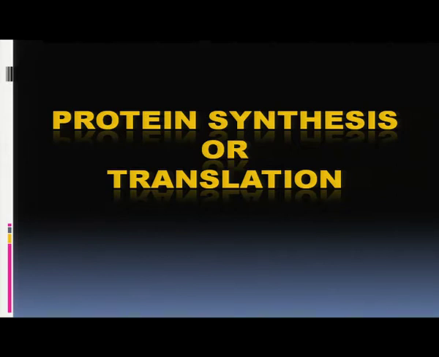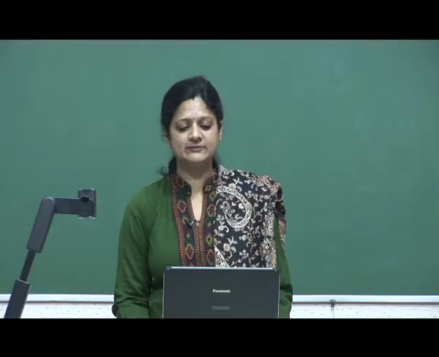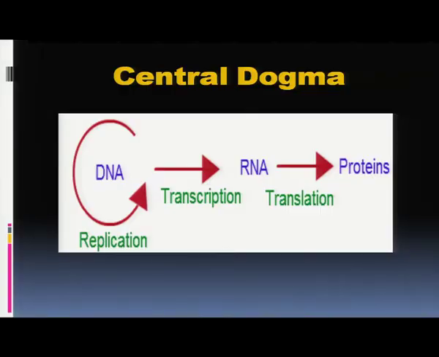Before knowing much about protein synthesis or translation, let us know about what is protein and how does it form. Protein is synthesized from the RNA, specifically messenger RNA; the other two RNAs, transfer RNA and ribosomal RNA, help indirectly in protein synthesis. So, how is this information flowing from DNA to protein? This flow of information from DNA to protein is called central dogma.